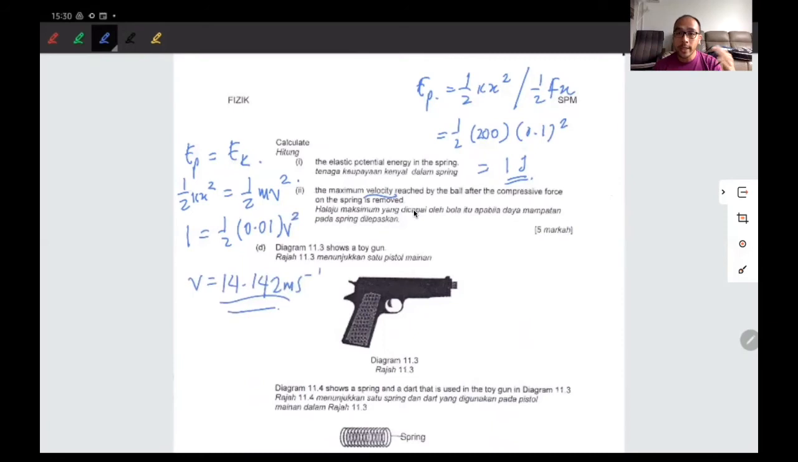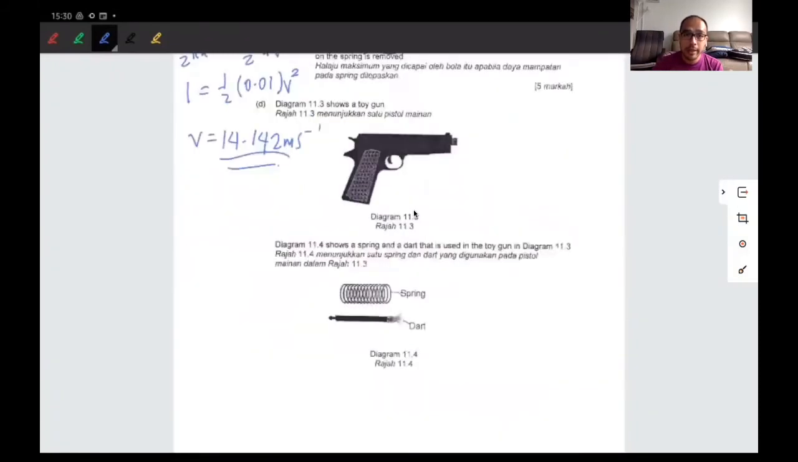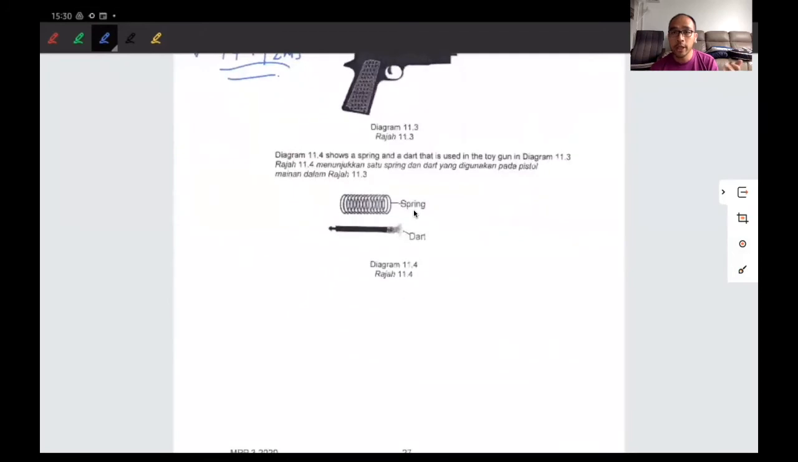Okay, so we see again this energy thing happening, even in Hooke's law. Also quite important. Diagram 11.3 shows a toy gun. So you have a spring, you have a dart.